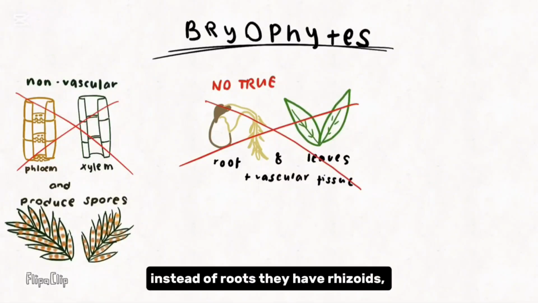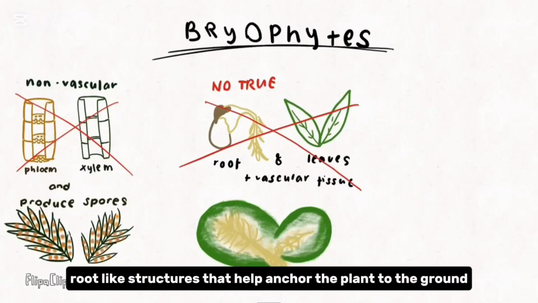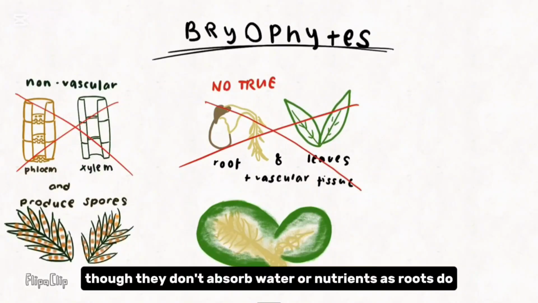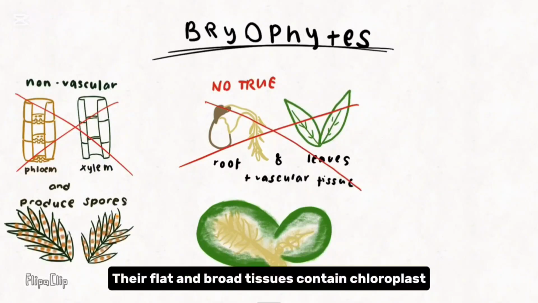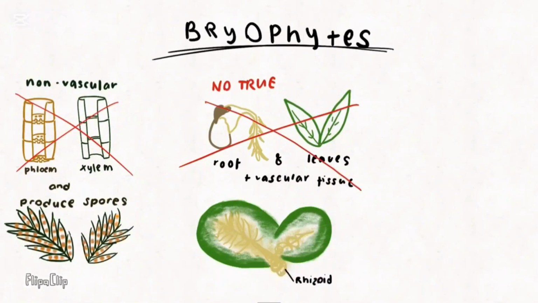Unlike most plants, bryophytes do not have true roots, leaves, or vascular tissues. Instead of roots, they have rhizoids, which are small, root-like structures that help anchor the plant to the ground, though they don't absorb water or nutrients as roots do. Their flat and broad tissues contain chloroplasts, allowing them to carry out photosynthesis and produce food for the plant.